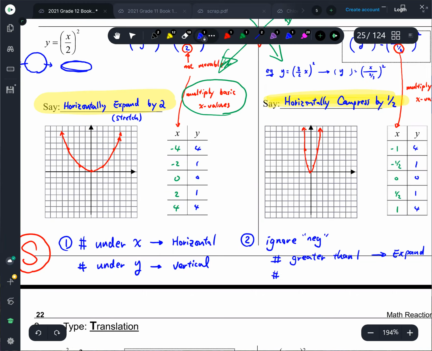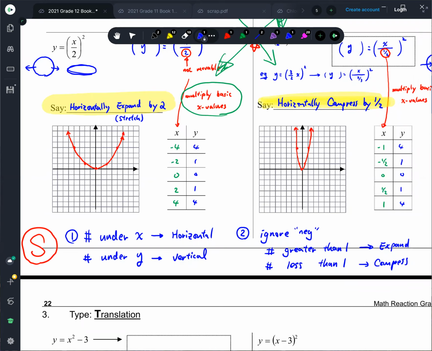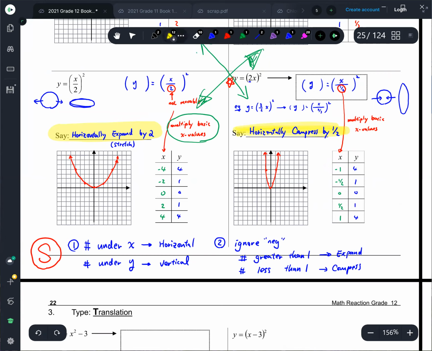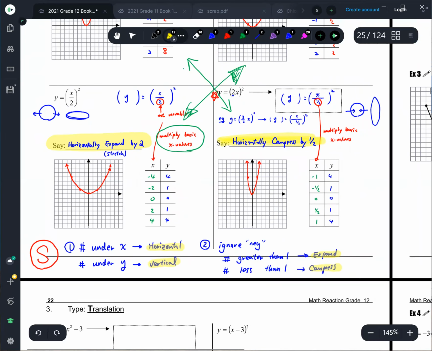If the number is less than 1, it will be compressed. But you need to ignore the negative sign. The negative is for reflection. But when you're talking about stretching, expanding or compressing, you need to ignore the negative sign. Right, so this is the rule. And when you're answering, you are just answering horizontally expand or compress, or vertically expand or compress. Okay, does anyone have questions about these two rules?